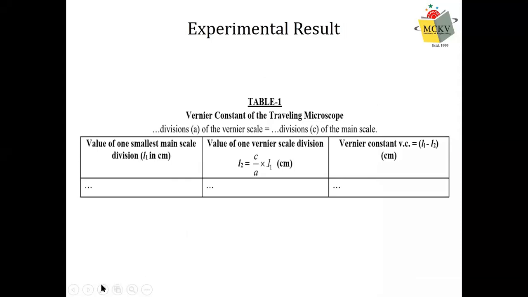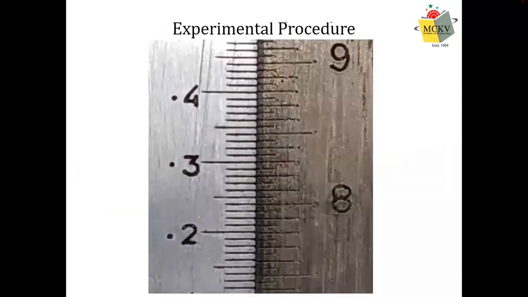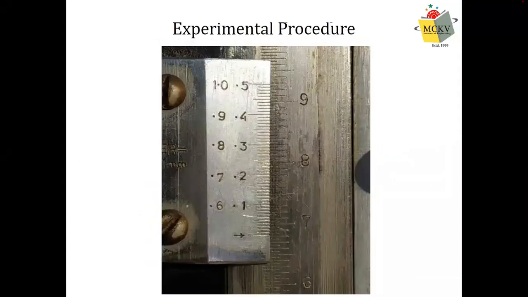And when we come to the table, the first table tells you about the measurement of vernier constant. That is the smallest value that can be measured with the microscope. So first thing, we require the knowledge of the vernier constant. Now, as I was mentioning, this is your vernier and this is the main scale. So this is the vernier scale and this one is your main scale.